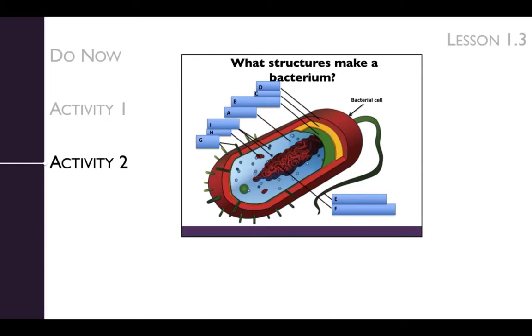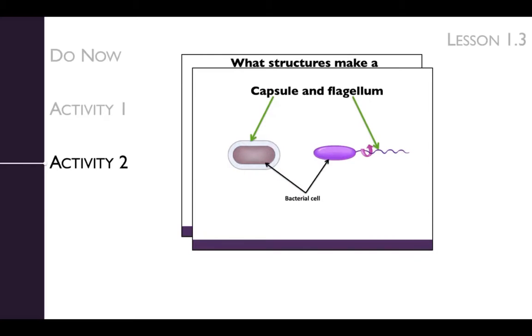The capsule protects the cell from environmental challenges and camouflages the bacterium from the immune system. The flagellum enables bacteria to move actively and quickly to new locations to locate a more favorable environment.